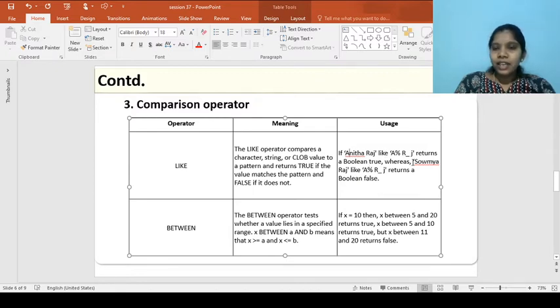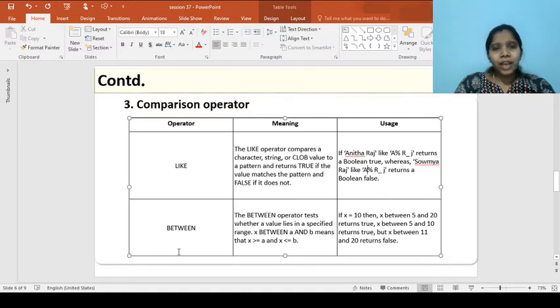In the second case, Soumya Raj does not match the pattern because according to the pattern, the value should start with A, but here the value is starting with S. Hence, in this case, it will return the false value.